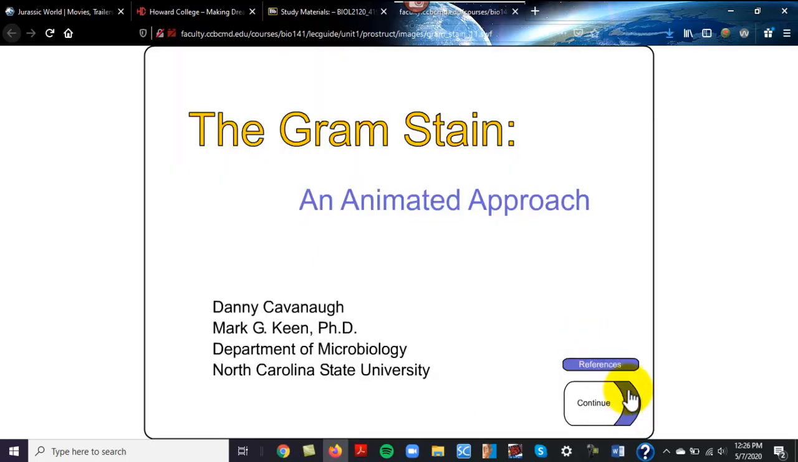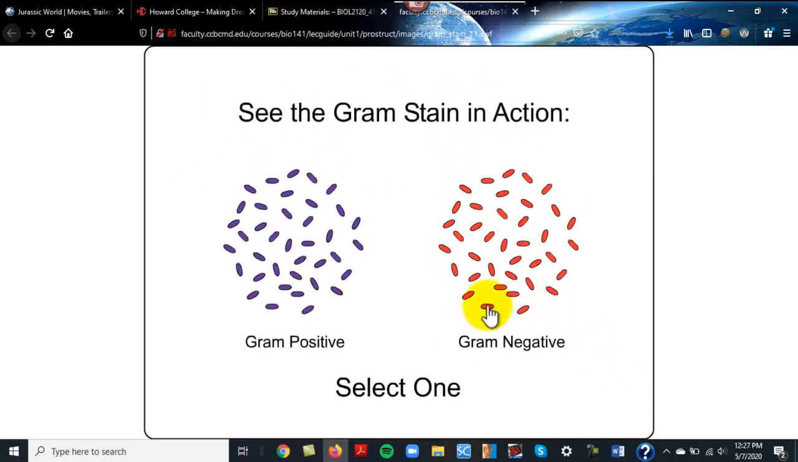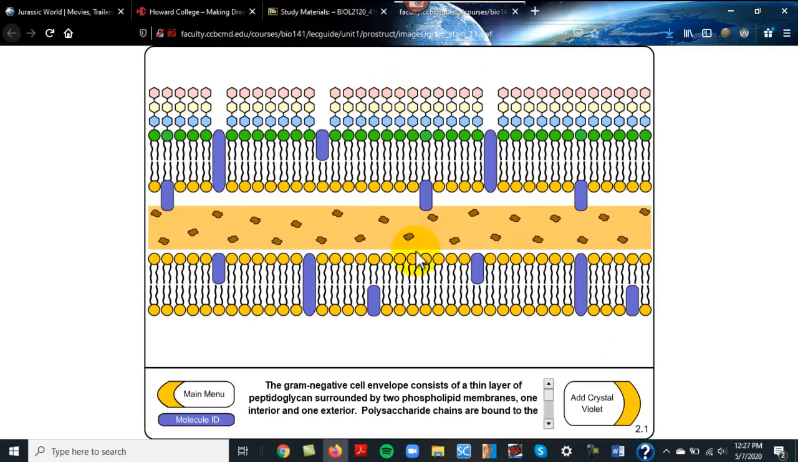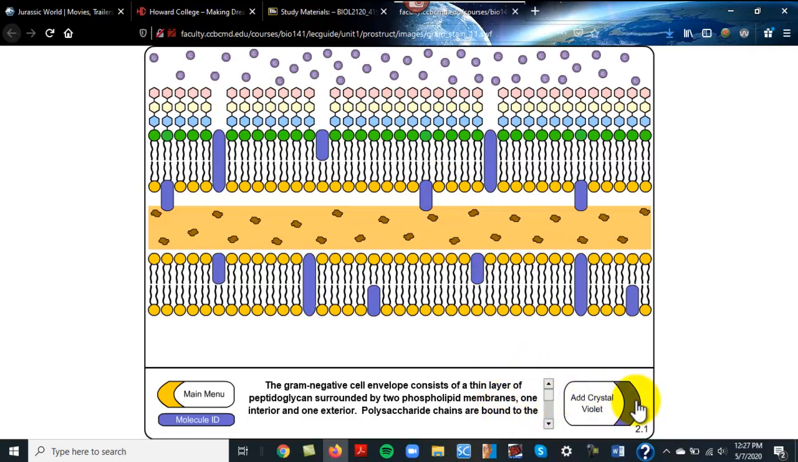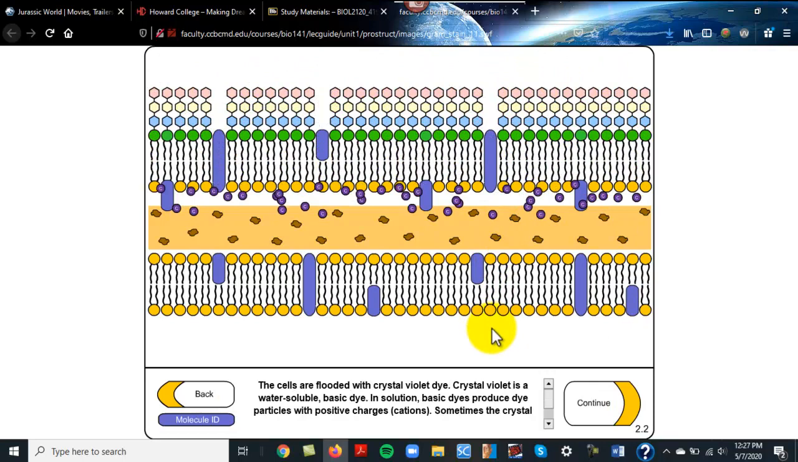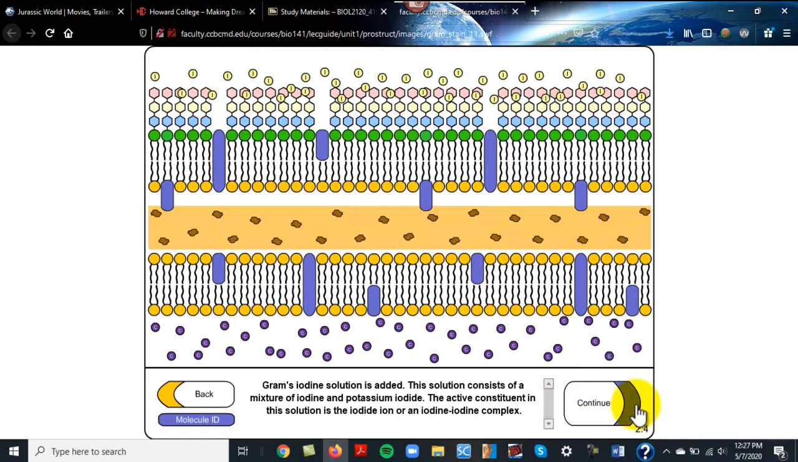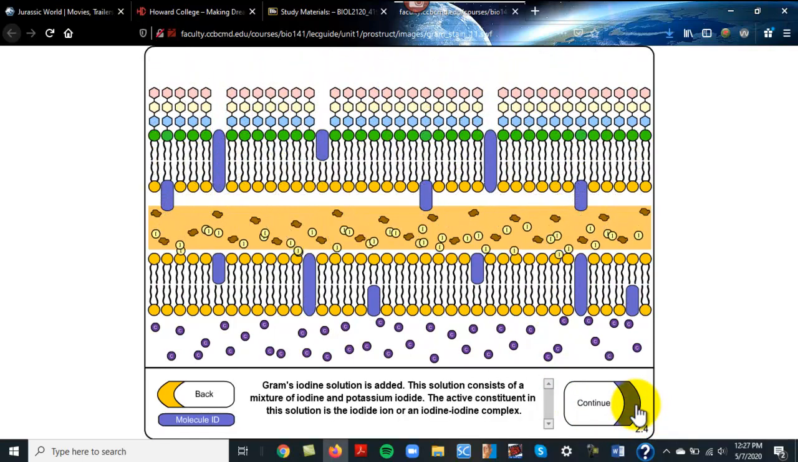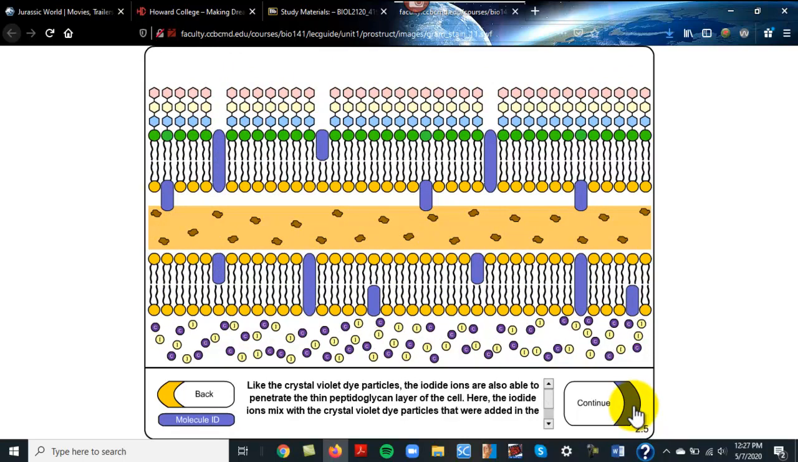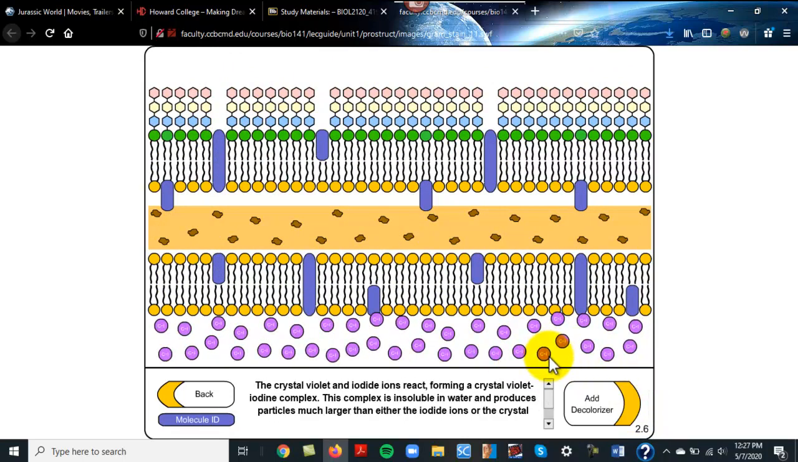So we're going to go back to the main menu. Now gram negative. So I'm going to select this one. So here is the cell membrane. Here's the thin layer, peptidoglycan, and here are the thick layers, what's called the lipopolysaccharide. So we're going to add crystal violet. Same thing, it's going to pass all the way across. It has to do with the charges. It actually pulls it inside of the cell. We're going to add iodine. Remember, iodine is called a mordant, an intensifier. So I'm going to click on this next. So then you have these big molecules of crystal violet, iodine here.